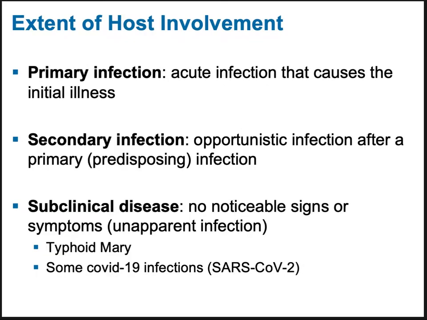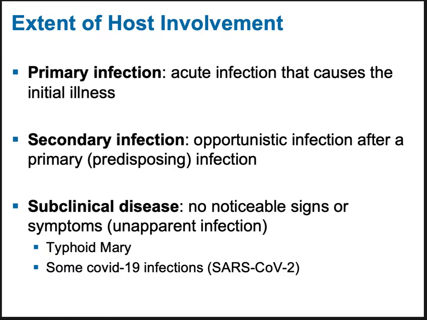Exciting stuff. Okay, the extent of host involvement continued. Primary infection is the original first infection. It's typically an acute infection that causes the initial illness, such as coming down with a cold. A secondary infection would be an opportunistic infection that you really only get because you're already weak from your primary infection. So an example of that could be an ear infection, where you have a cold, you have congestion, you have all sorts of now predisposing factors to allow something like an ear infection to happen.